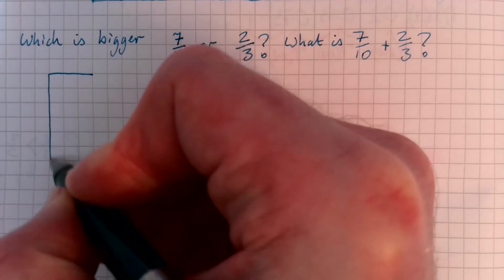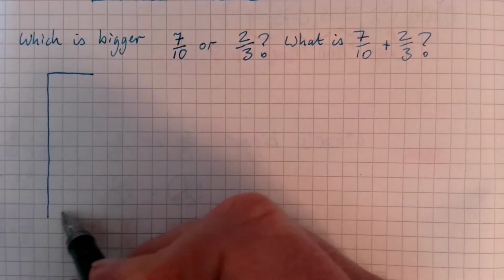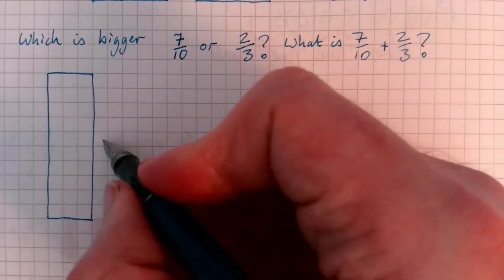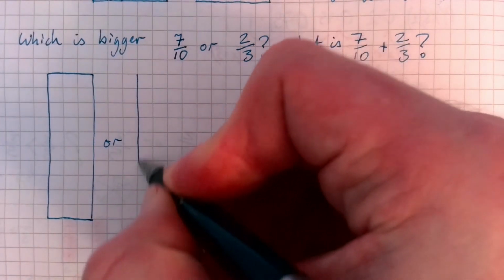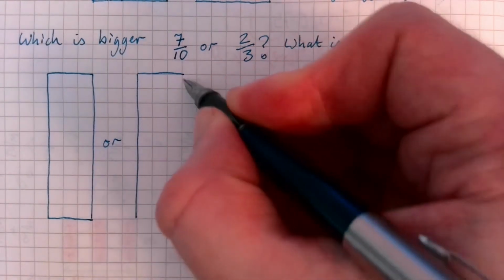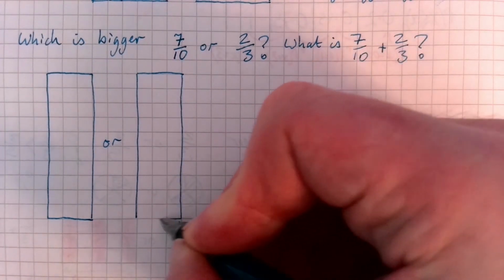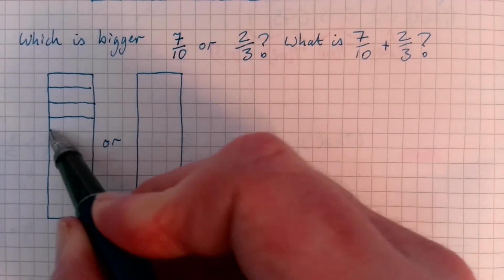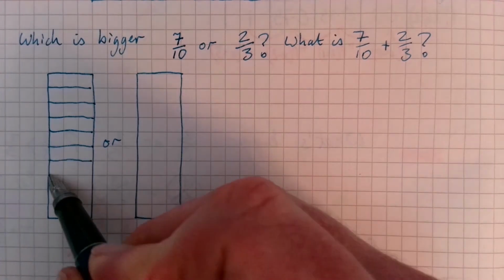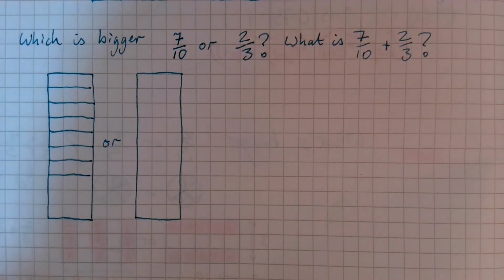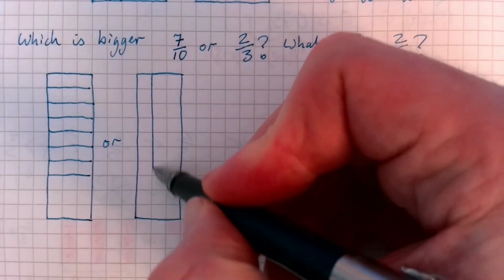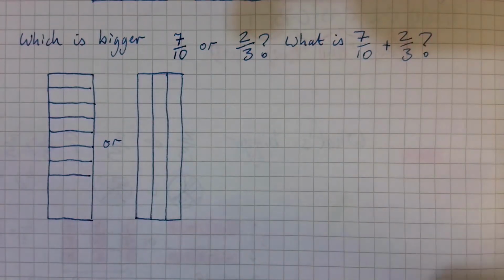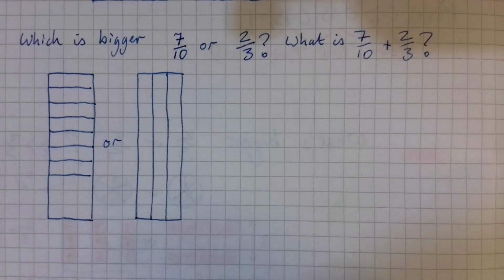1, 2, 3, 4, 5, 6, 7, 8, 9, 10. And same again. 10 down and 3 across. And I'm looking at 7/10. 1, 2, 3, 4, 5, 6, 7/10 going all the way down there. Or 2/3. So one of them, if I colour these in, is going to look kind of long and thin.